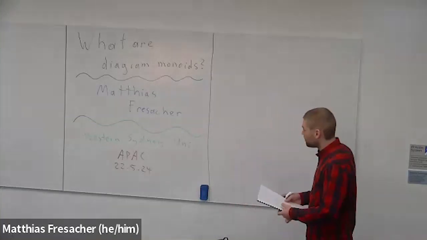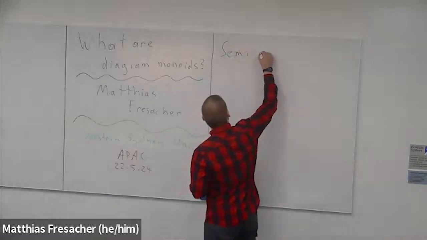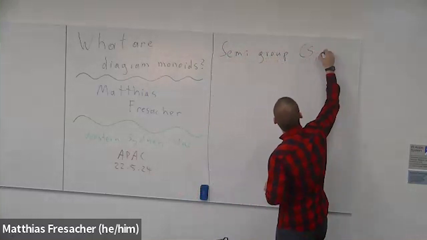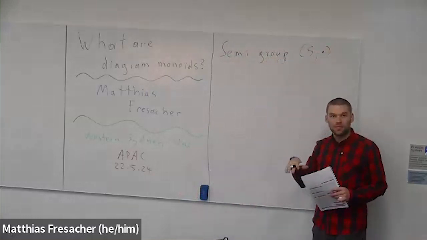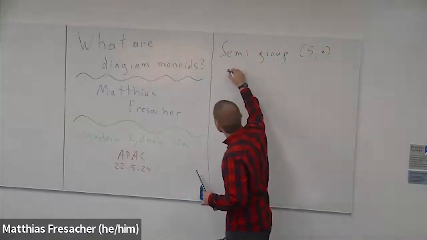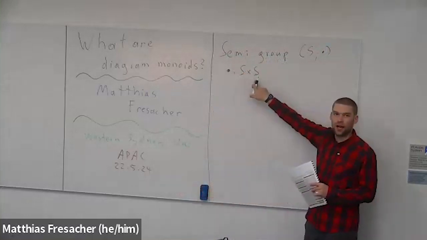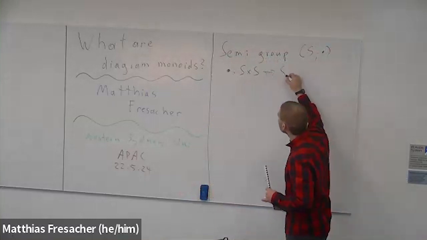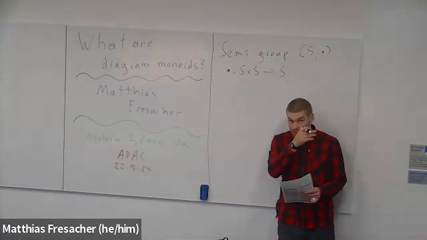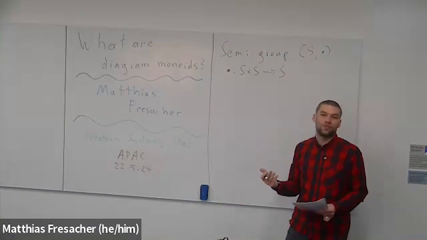So let's begin. First up, we're going to need to know about a semigroup. So a semigroup, we have some set S, and we have a multiplication operation. This is just a binary operation where we take two elements in our set and we map this to some other element in our set. And for it to be a semigroup, we need this operation to be associative.